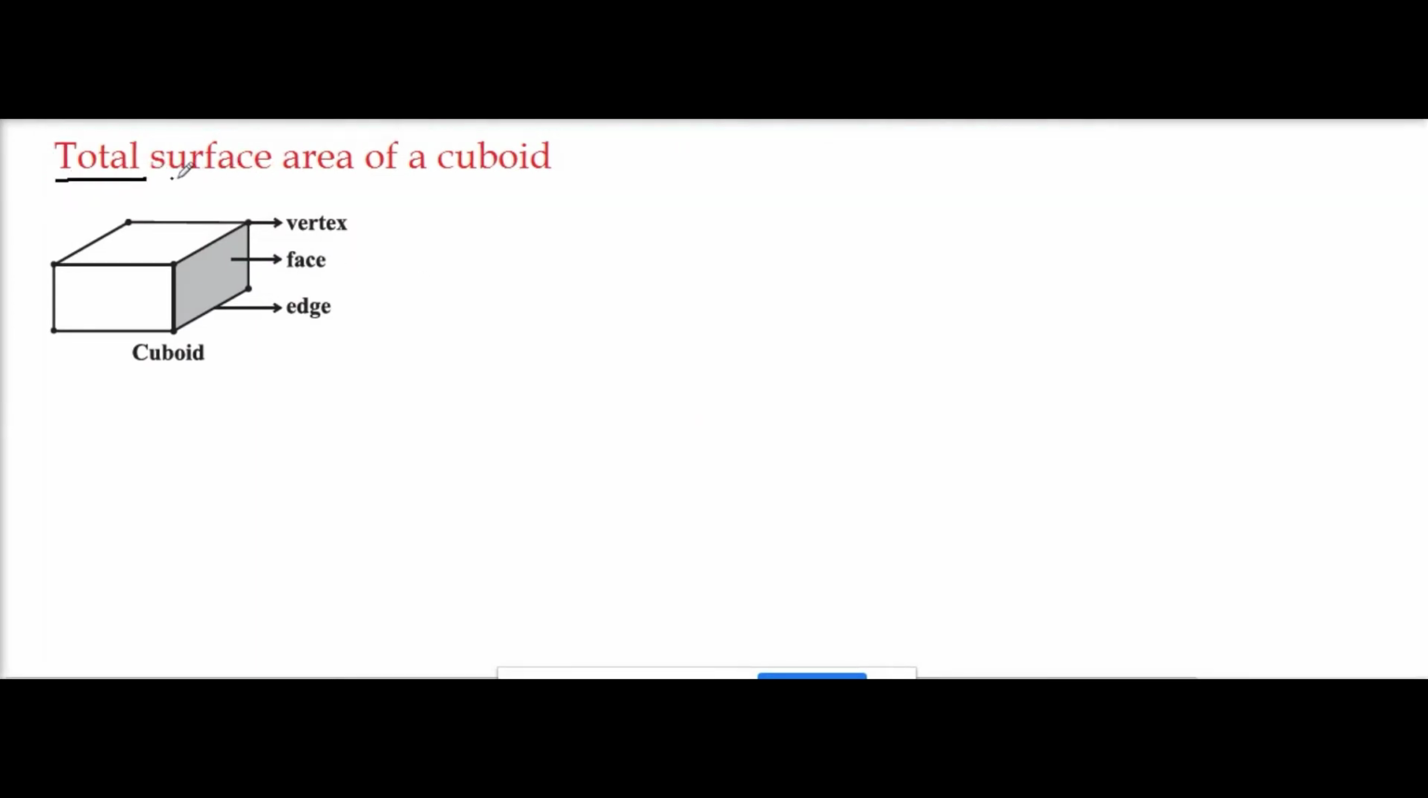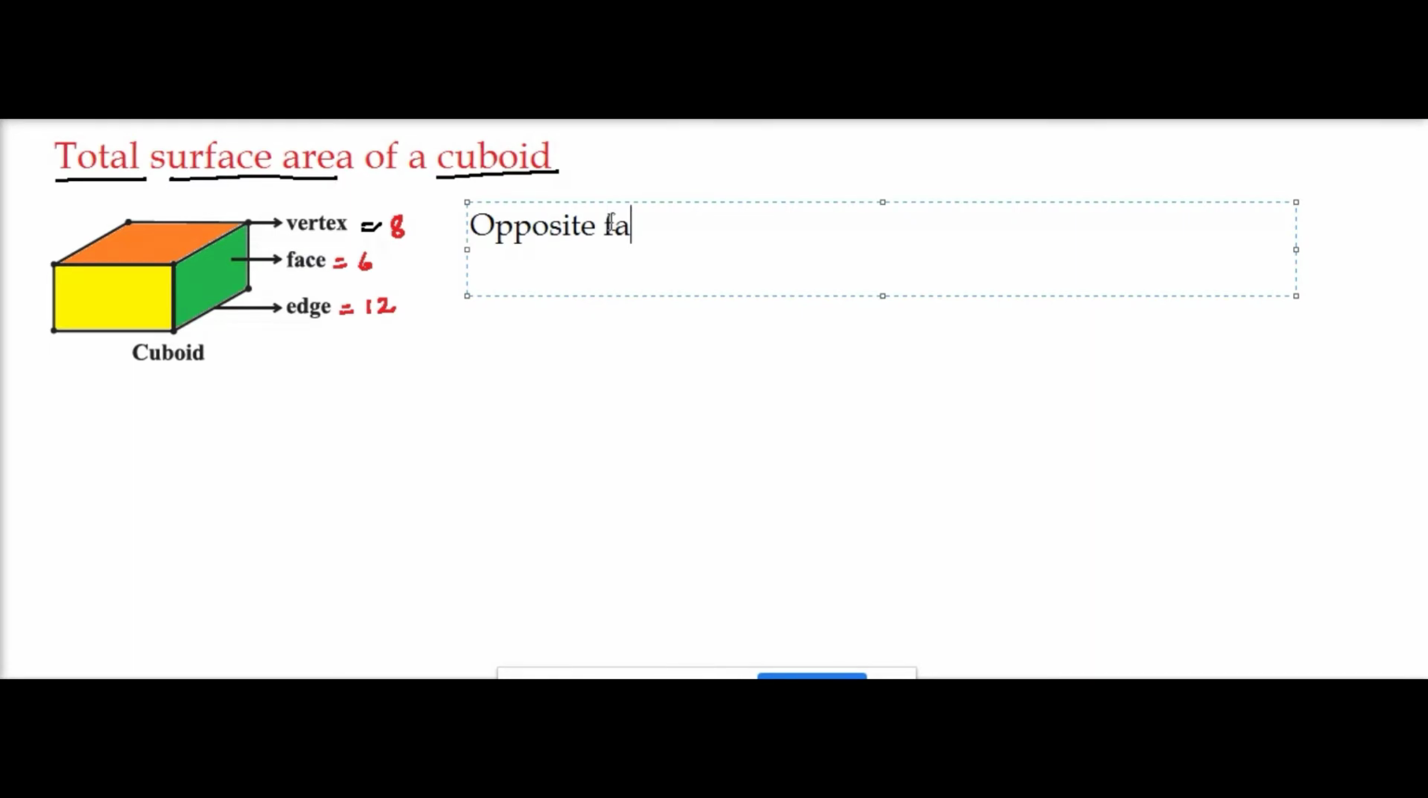Total surface area of a cuboid. We know a cuboid has 8 vertices, 6 faces and 12 edges. We also know that opposite sides of a cuboid are exactly equal and most of the time they are rectangular in shape. So, opposite faces of a cuboid are identical, so they will have equal areas.